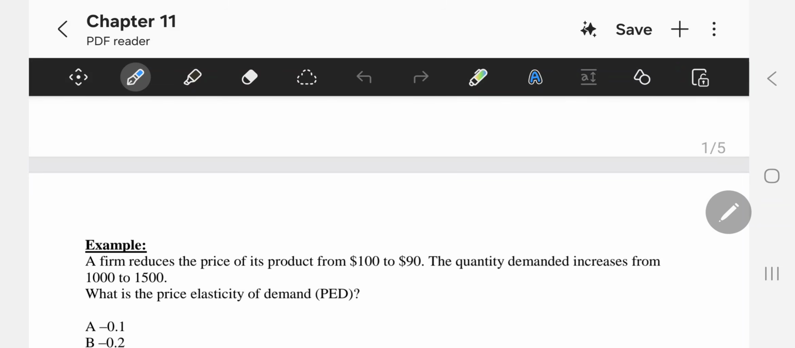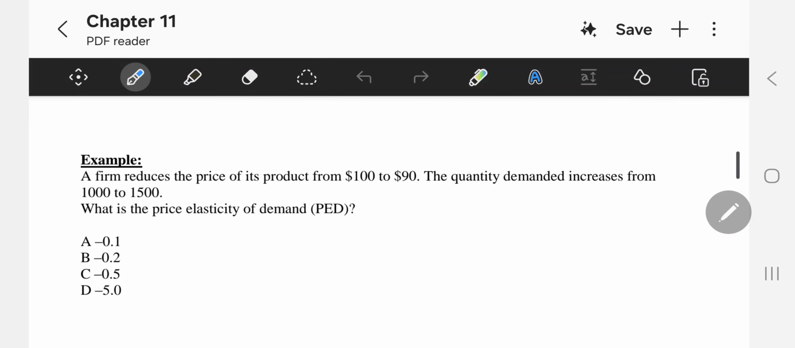Right, so let's look at this example here. A firm reduces the price of its product from 100 to 90. The quantity demanded increases from 1,000 to 1,500. So what is the price elasticity of demand? So remember, you want to start with percentage change in quantity demanded over percentage change in price. So we're going to start by calculating the percentage change in quantity demanded.